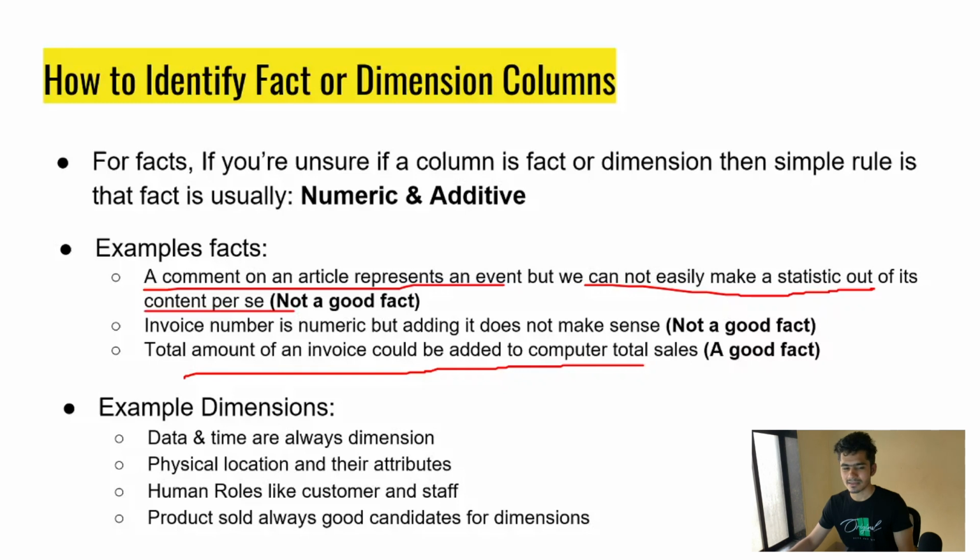Now these are some examples of dimensions. So we have date and time, always a dimension. Physical location or their attributes, human roles like customer, staff, HR, etc. And products sold are always good candidates for dimension tables. So this is basically how you identify the fact and dimension tables, and you will understand more about it when we do our demo.